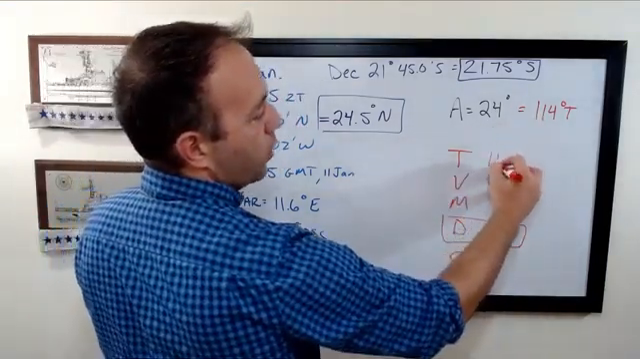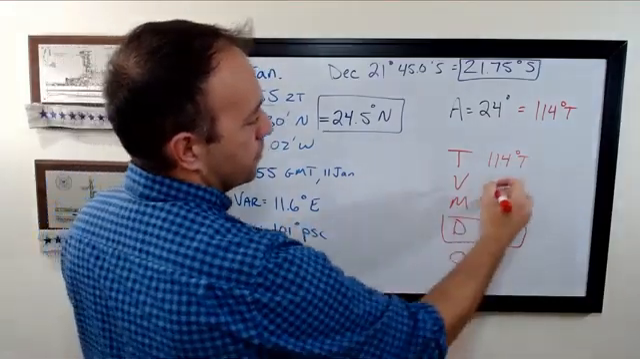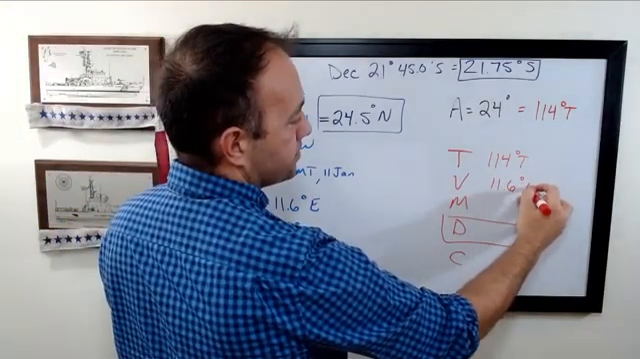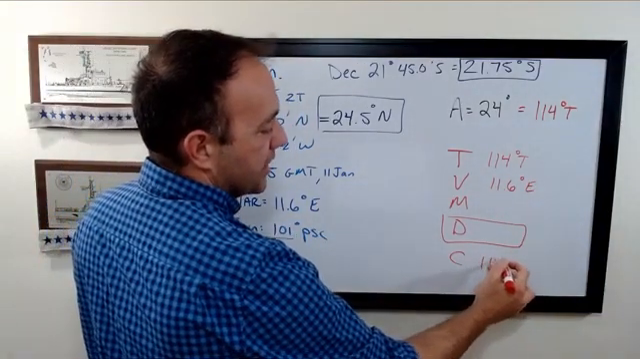Our true value is 114 degrees true. Our variation was given as 11.6 degrees east. Our compass was measured at 101 degrees PSC.